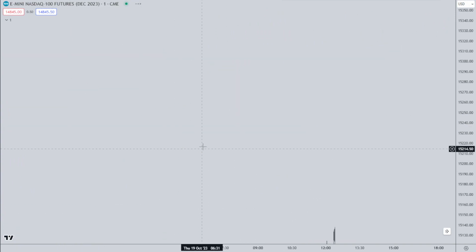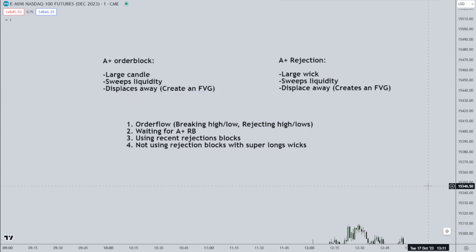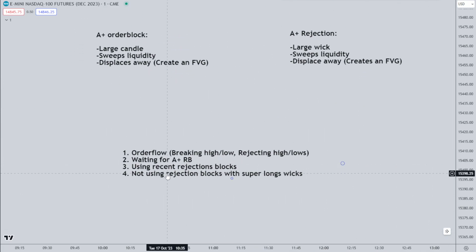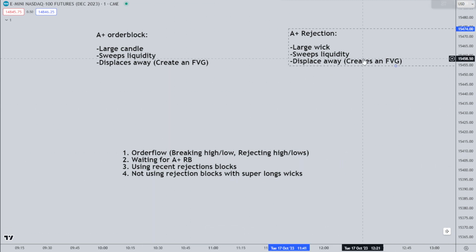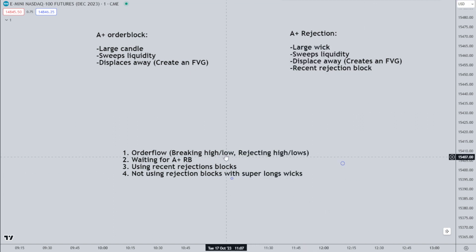So you don't use long wicks. Don't use old rejection blocks. Wait for an A+ one, which is a recent rejection block. I'll just add this onto here: recent rejection block. You want to use new rejection blocks. You want to trade with order flow.